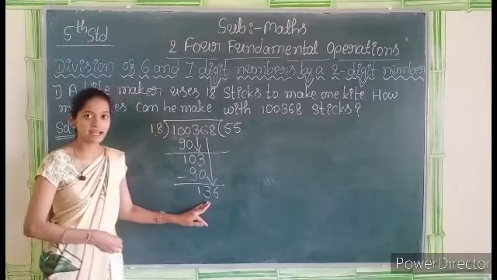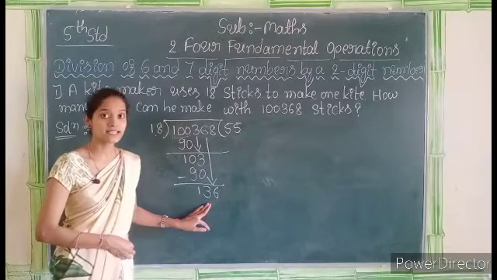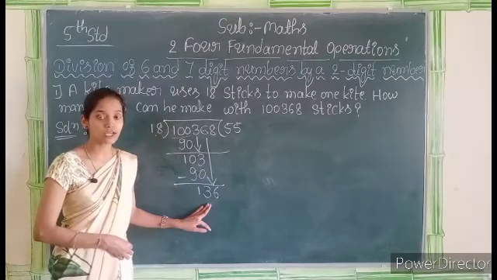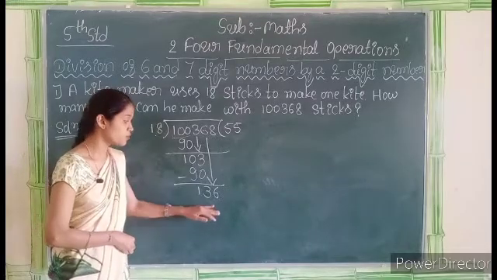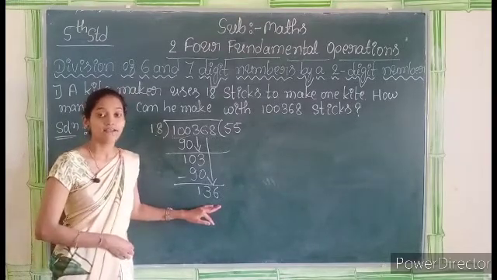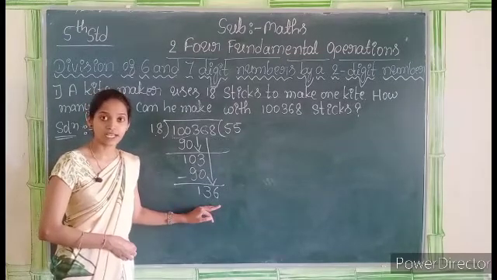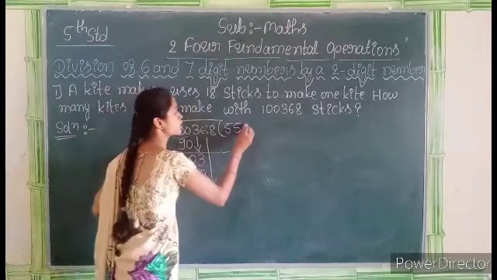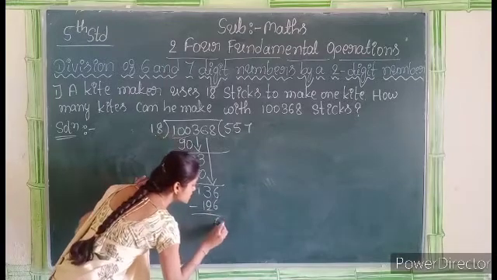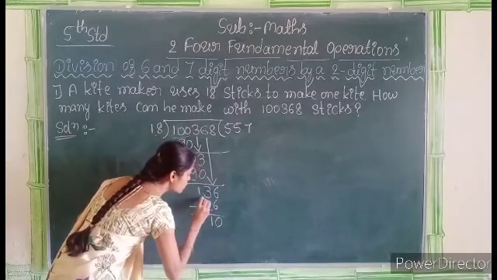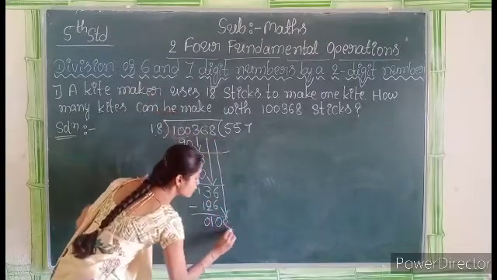136. 18 5s are 90, 18 6s are 108, 18 7s are 126, 18 8s are 144. 18 8s are 144 is greater than this 136. That's why we have to consider 18 7s are, that is 126. 7 is the quotient, then 126. 6 minus 6, 0. 3 minus 2, 1. 1 minus 1, 0. We have to bring down this 8.